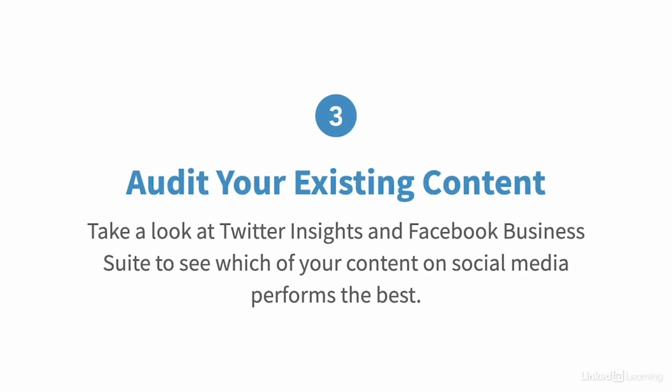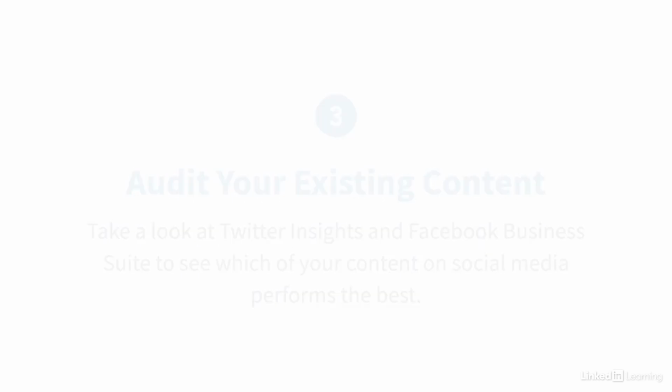Next, and this is a really important step not to miss, is to audit your existing content. If you've already been publishing for a while and you have content on these social platforms, know that important information is able to be discerned from them. So take a look at your Twitter Insights or your Facebook Business Suite, and you can specifically see what content does well. You can see, videos always outperform images. So take a look at your existing content and how it's performing on your social media channels.